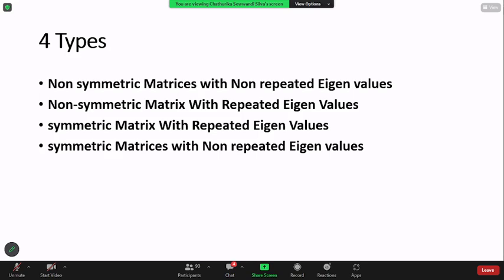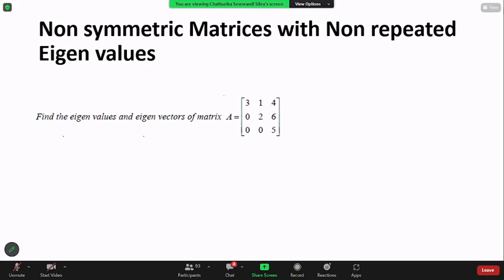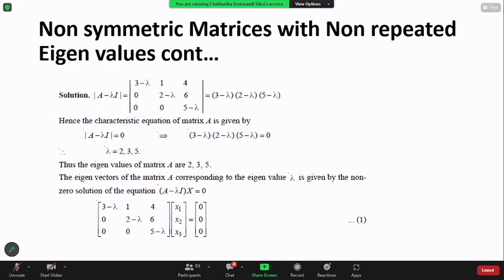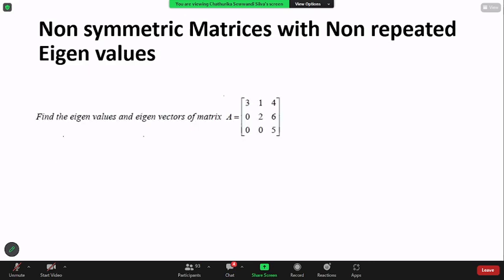So first we are coming to the first case. Case by case, we are going to look at it. Non-symmetric matrix with non-repeated eigenvalues. Remember that this is the easiest. Make a list. Non-symmetric matrices with non-repeated eigenvalues: the eigenvalues do not repeat, and the matrix is not symmetric. Right. So now tell me, what are the eigenvalues of the matrix A?